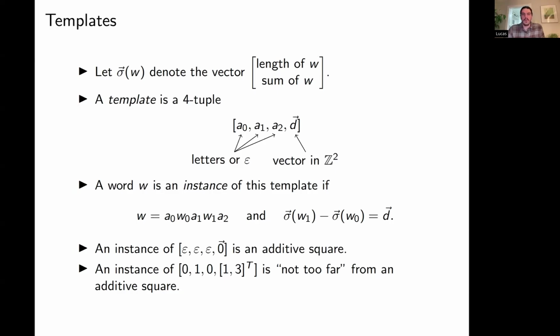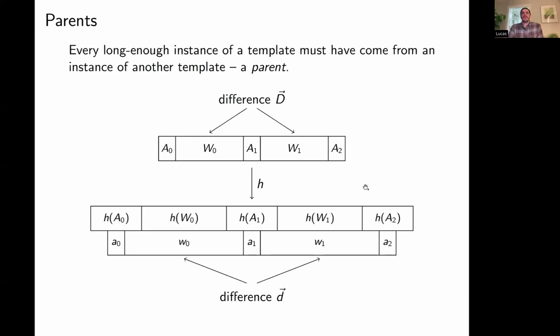Okay, so hopefully that makes sense. Please let me know if there are any questions. So the idea is that every long enough instance of a template must have come from an instance of another template. So every long enough instance of a template has a parent template, right?